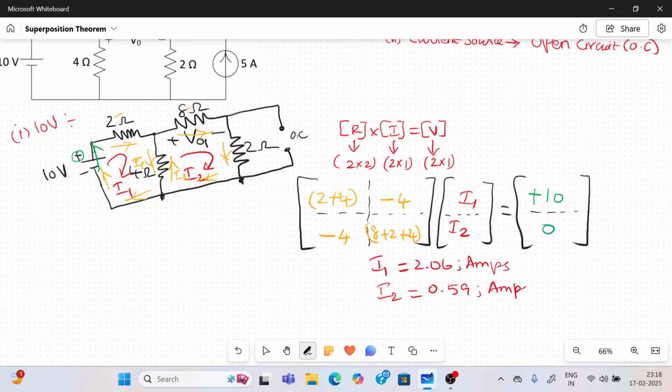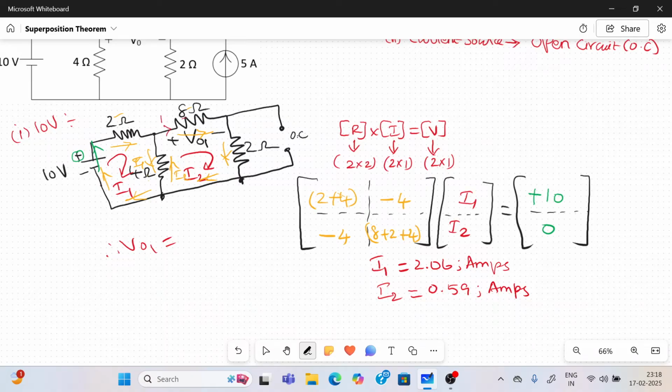0.59 amps. So these are the I1 and I2, right? Now what about your V01? The V01 is nothing but the voltage across the 8 ohm.